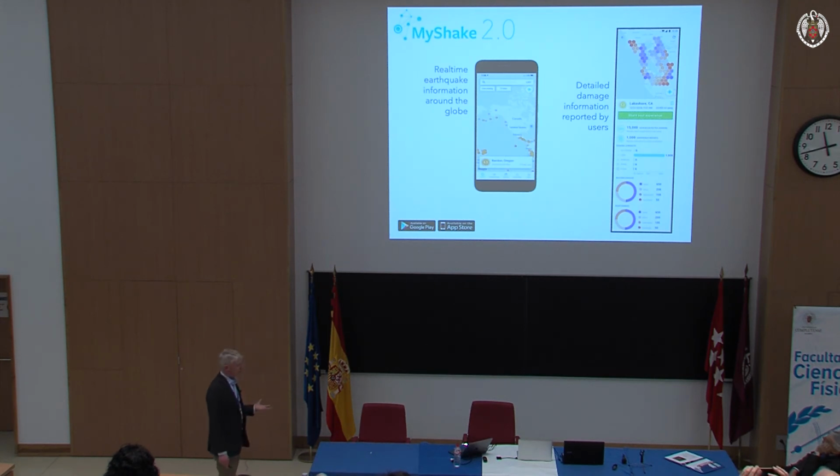It will have real-time information about earthquakes around the globe, so a map of recent earthquakes that you can click on and get additional information. And then for earthquakes that have caused damage, when you go in, you'll be able to see the distribution of damage that has been reported by people using the app.